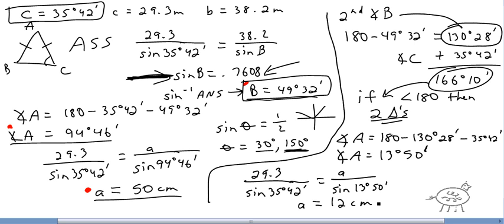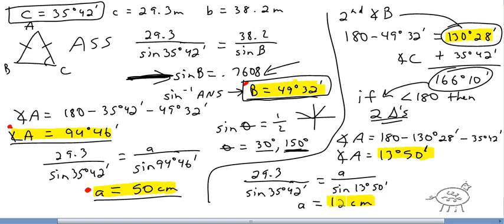So I have three answers for each triangle. So for the first triangle, that's my first triangle answer. For the second triangle, here's angle B, and here's angle A, and here's side A. So that's it. I have 6 answers. Obviously, 2 sets of angle A's, 2 sets of angle B's, and 2 sets of side A's. And that is what the ambiguous case is.